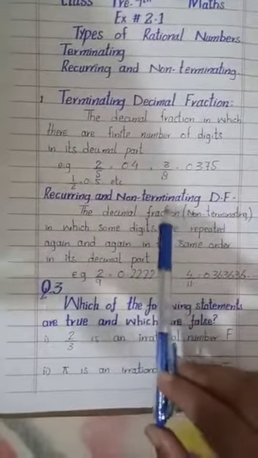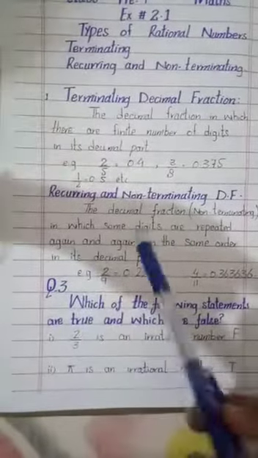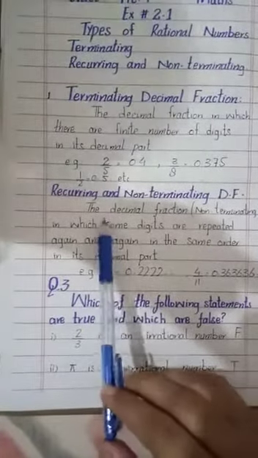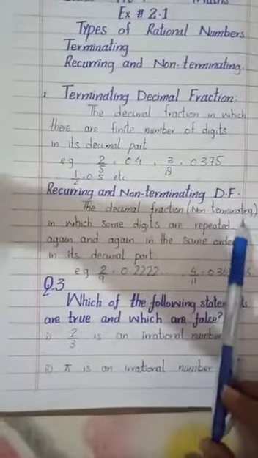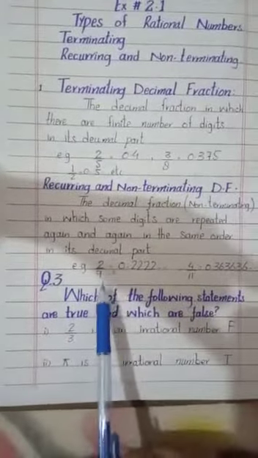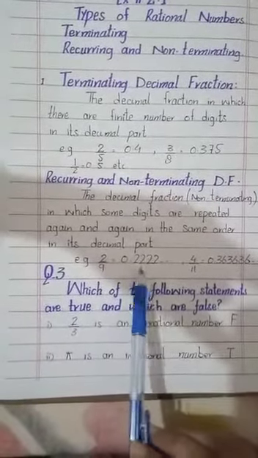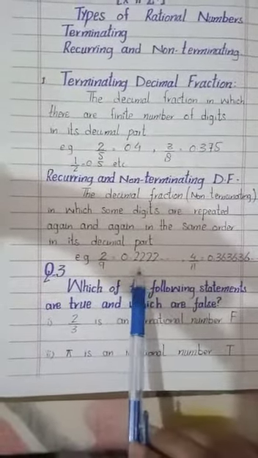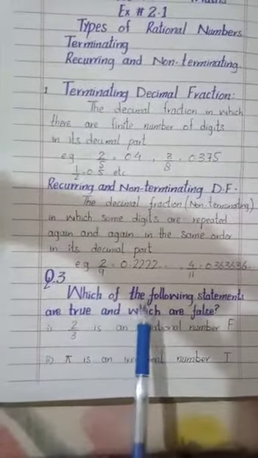Non-terminating, which does not have any end point, which doesn't terminate at any point. Recurring, which repeats itself. So the decimal fraction non-terminating means which does not have any end point. You can see 2 by 9 is equal to 0.2222. Now here number 2 is repeating itself. So this is non-terminating decimal fraction, 2 by 9.